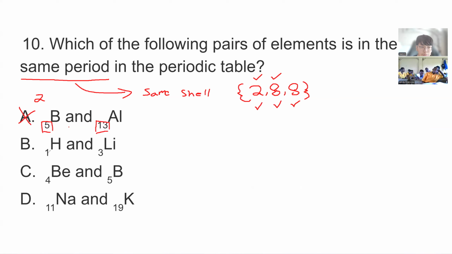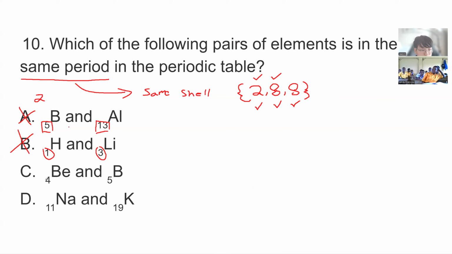We can do the same for hydrogen. See 1 for hydrogen and 3 atomic number for lithium. And hydrogen only fills up the first one, while lithium, which has 3, also fills out the second one. So this is also not correct.